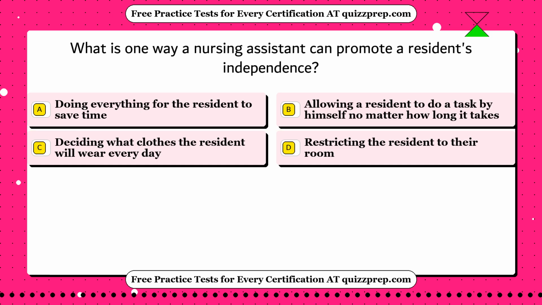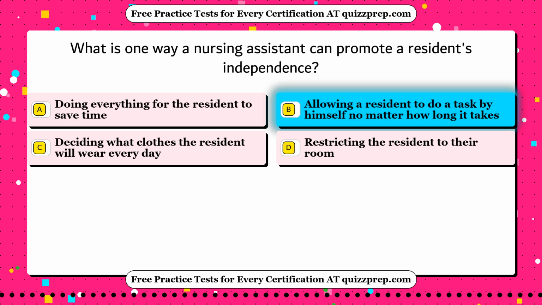Question 61. What is one way a nursing assistant can promote a resident's independence? Option A, doing everything for the resident to save time. Option B, allowing a resident to do a task by himself no matter how long it takes. Option C, deciding what clothes the resident will wear every day. Option D, restricting the resident to their room.